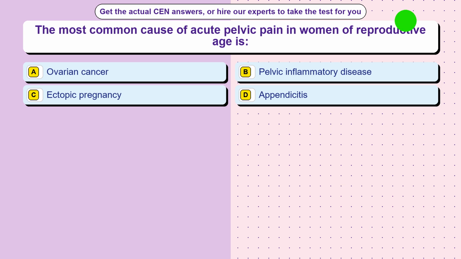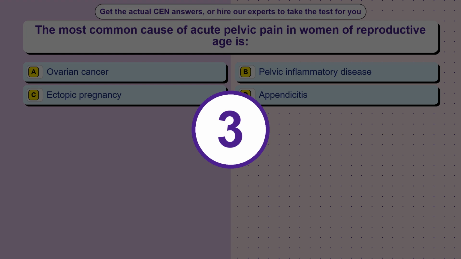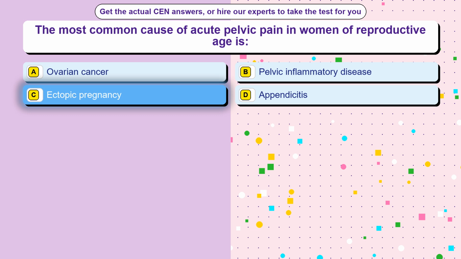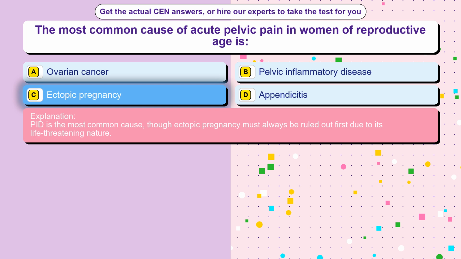Question 51. The most common cause of acute pelvic pain in women of reproductive age is: Option A, ovarian cancer. Option B, pelvic inflammatory disease. Option C, ectopic pregnancy. Option D, appendicitis. The correct answer is option C, ectopic pregnancy. PID is the most common cause, though ectopic pregnancy must always be ruled out first due to its life-threatening nature.